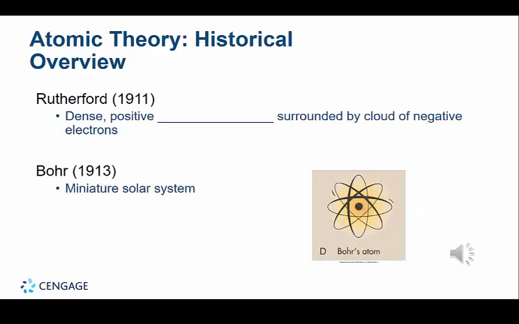In 1911, Rutherford, a physicist, determined that an atom had a dense positive nucleus surrounded by a cloud of negative electrons. However, his theory did not have a structure to it. So therefore, 2 years later, Bohr, another scientist, expanded on his theory and determined that an atom simulates a miniature solar system, but still had that nucleus surrounded by orbiting electrons.